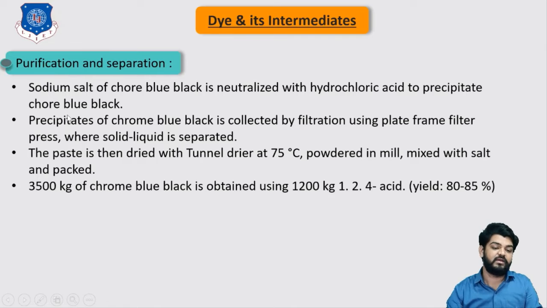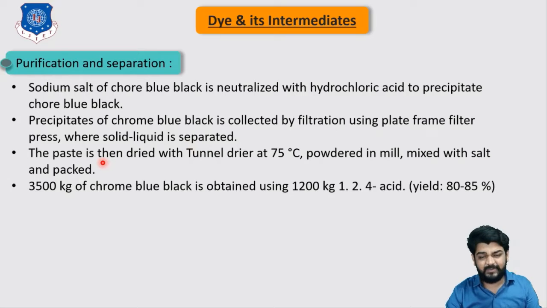Now after this step, the second step is the purification and the separation of our chrome blue black dye. The sodium salt of this chrome blue black dye is being neutralized with the help of HCl, and we have to maintain a certain pH so that this precipitate of our final product dye can be easily taken out. Now this precipitate of the chrome blue black is being collected by means of the filtration unit, which is again the plate and frame unit, right? So this is where the solid and liquid are being separated.